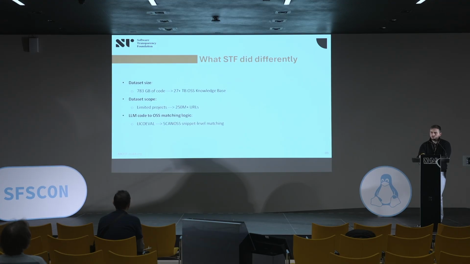But we did things a little bit differently in our study. We used a data set that's almost 35 times larger in size. This data set was composed of many different projects, not just a few, close to 250 million projects. And the matching of LLM code to open source was done using snippet level matching instead of the method that this Chinese team developed, which was basically grabbing the metadata of a function, removing the body, and asking the LLM to regenerate that implementation.